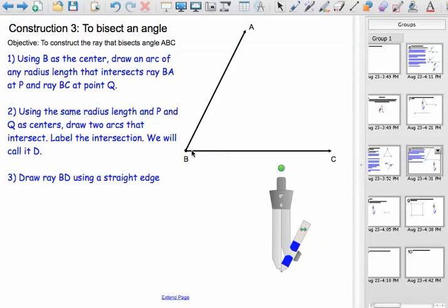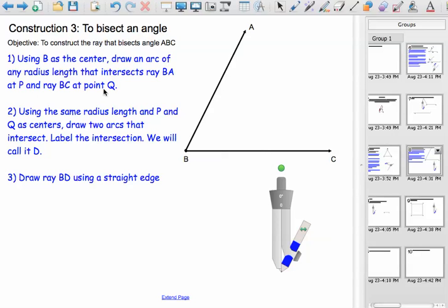We are usually going to be drawing a ray because we're using the endpoint B as reference, and we're going to draw a line that goes in this direction. That is a ray. So to start it, using B as the center, and what you could do on your paper is just draw any angle that's similar to this. Doesn't have to be perfect. Once you have the angle, using B as the center, draw an arc of any radius length that intersects ray BA at P and ray BC at Q.